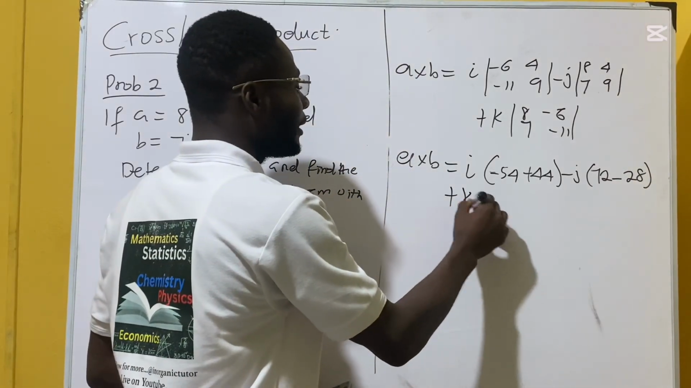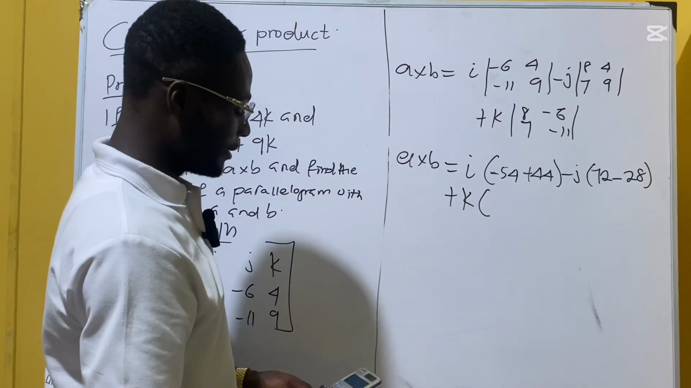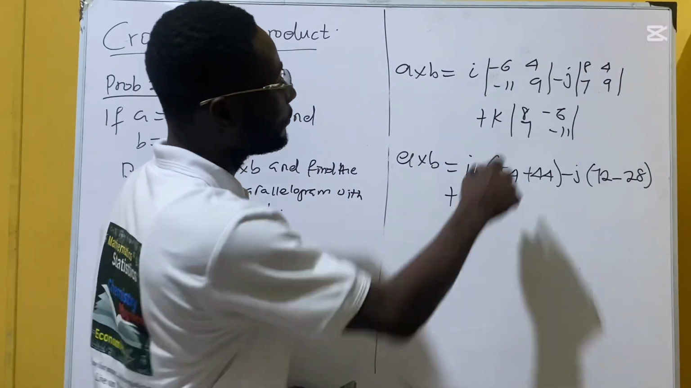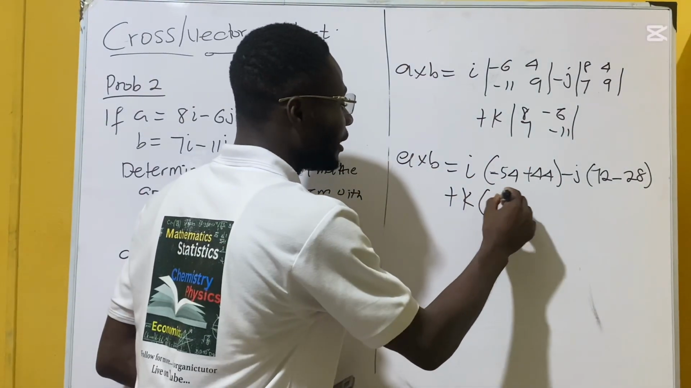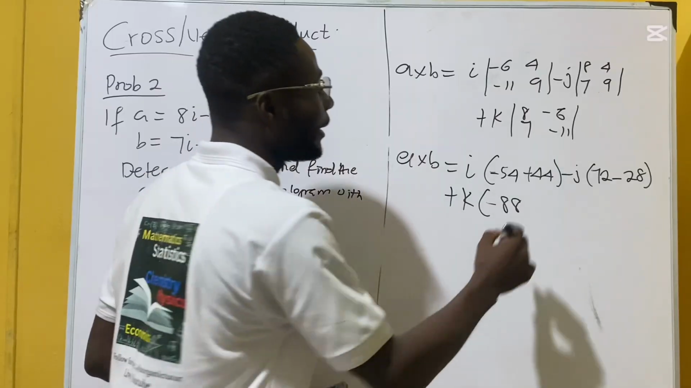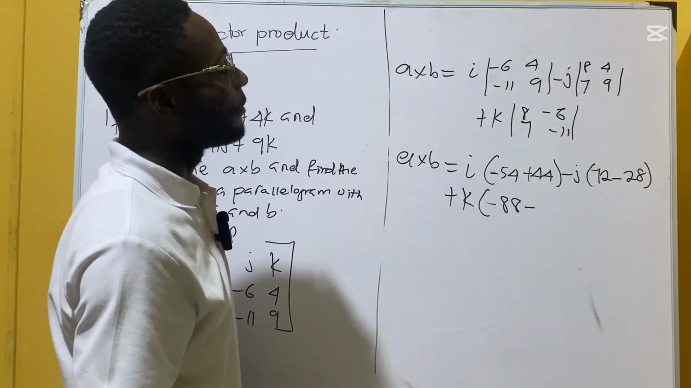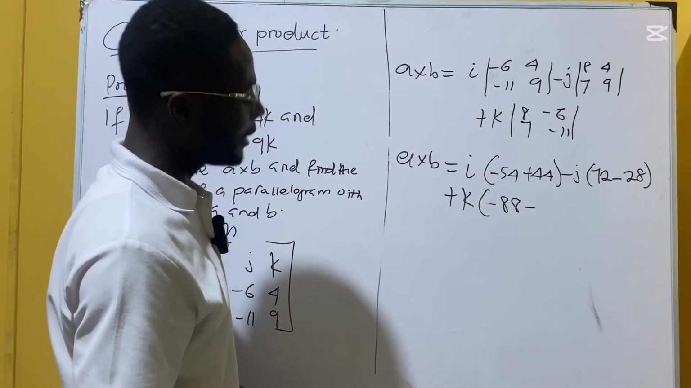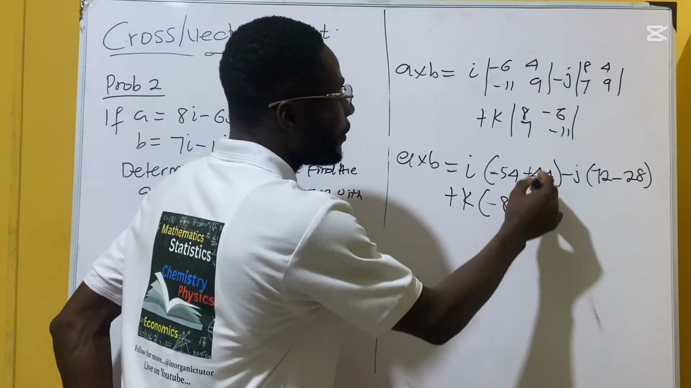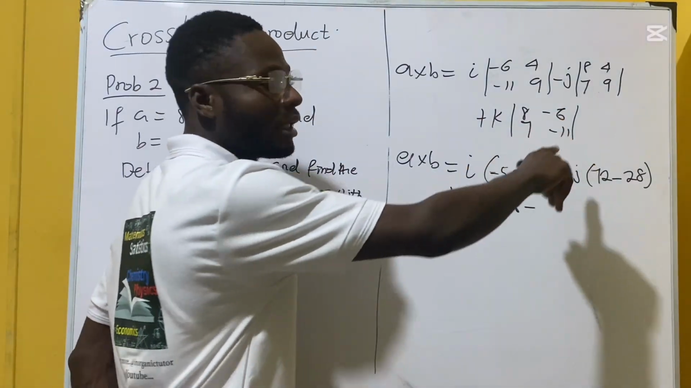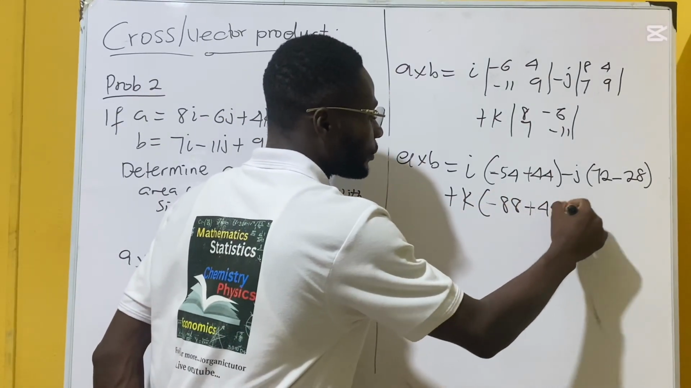Then plus K into 8 by 11 is negative. We have negative with the negative, the 11. So it's going to be negative 88, right? Minus 7 by 6 becomes 48, right? 7 by 6, that is 42. So we have -42, but on the off diagonal it is negative, so that becomes plus 42.